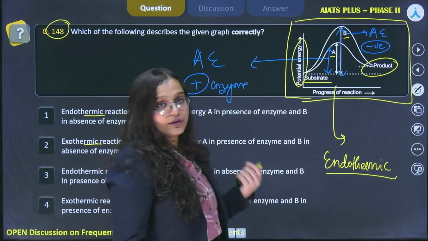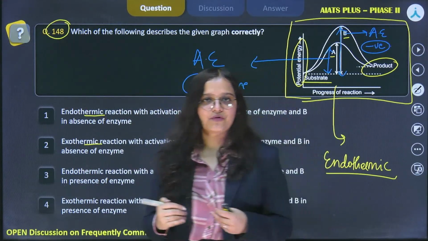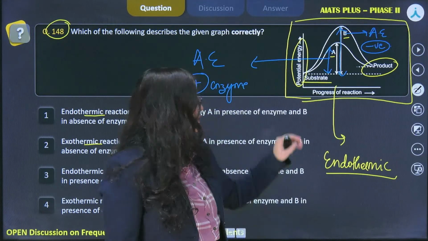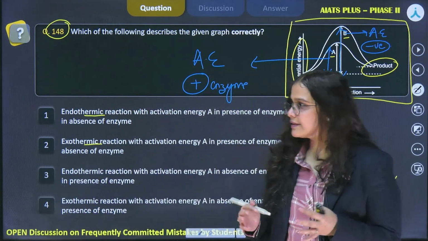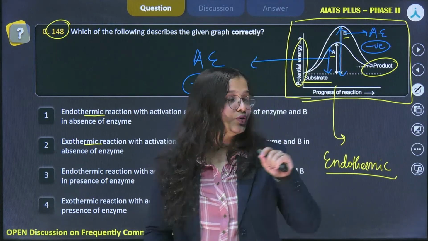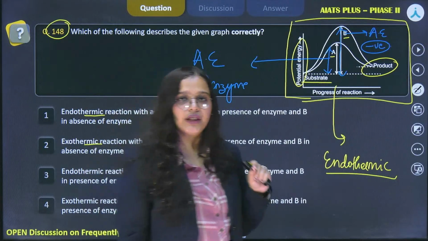If we are aware of the concepts of the different types of reactions, we can easily deal with this question. Otherwise you might find this question a bit tricky, but the simple trick here is to look at the levels of the substrate and the product to figure out the answer.